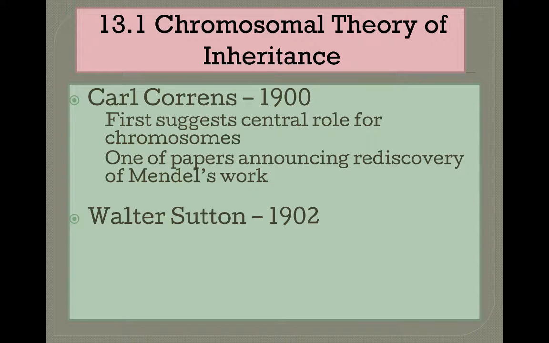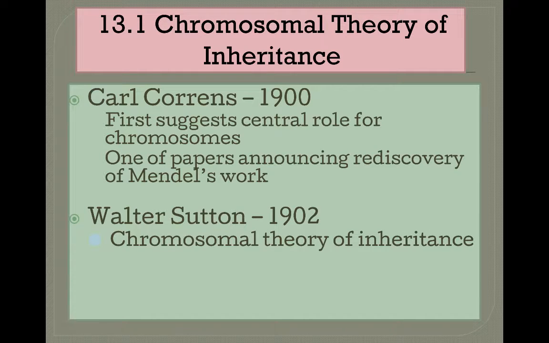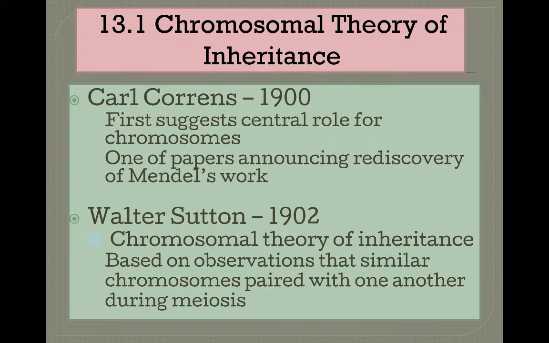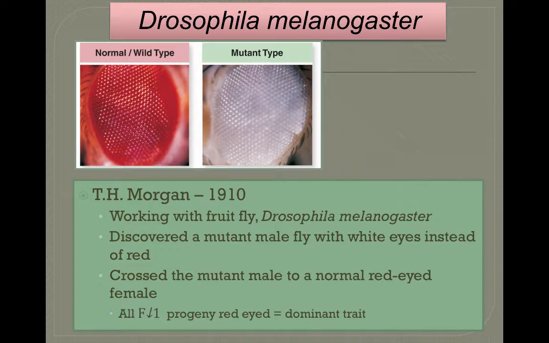Then very quickly, Walter Sutton followed up in 1902 with what he called the chromosomal theory of inheritance, which was a theory explaining Mendel's results with the behavior of chromosomes during meiosis, how they paired up together, how they separated, how the homologs separate during meiosis 1, etc. Thomas Hunt Morgan in 1910 began working with fruit flies, and everybody was studying chromosomes and their inheritance patterns and how they behaved.